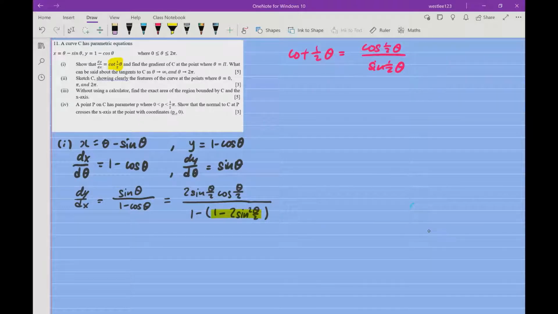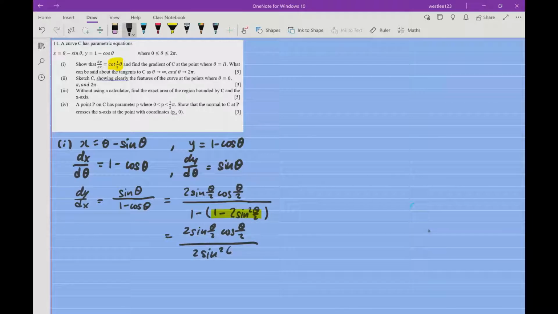All right. So after that, simplifying, I have 2 sine theta over 2 cosine theta over 2 over 2 sine square theta over 2. So a lot of things will cancel. 2 will cancel. Sine theta over 2 will cancel. So I'm left with cosine theta over 2 over sine theta over 2, which gives me my cotangent half theta. All right, sure.